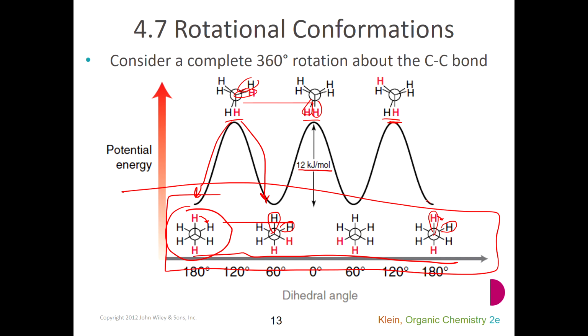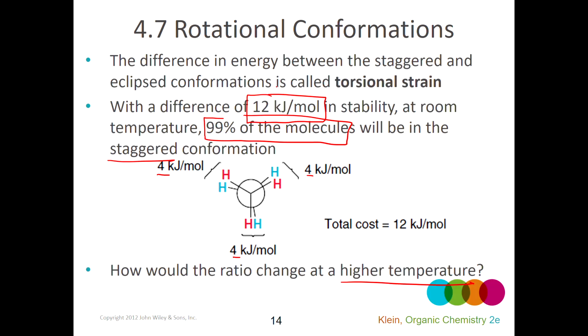So if I increase the temperature and my molecules have more kinetic energy, they're bouncing around more, they're colliding more, there's more motion, there's more rotation, more vibration. At a higher temperature, there's enough energy to overcome that repulsion and get the hydrogens to actually eclipse for a little while. And so I'll have more molecules in the eclipsed state at a higher temperature than if I were at a lower temperature.